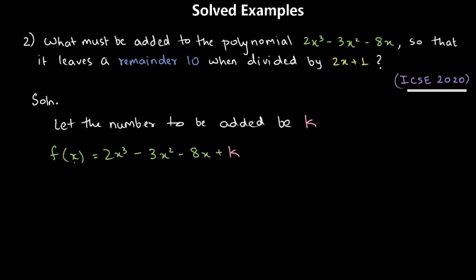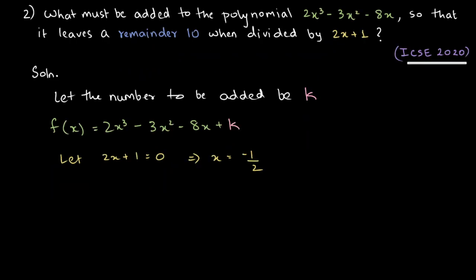So if I'm using the remainder theorem, we'll start by saying let our divisor, which is 2x plus 1, equal to 0. And if I am to solve this particular equation to get the value of x, I can say x is equal to minus 1 upon 2, right? So 1 on the other side becomes minus 1, 2 multiplication becomes division, so I get the value of x as minus 1 upon 2, right?